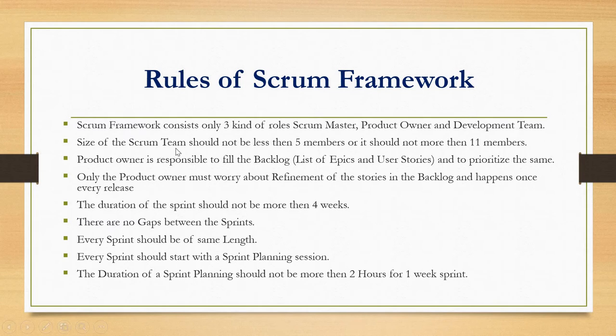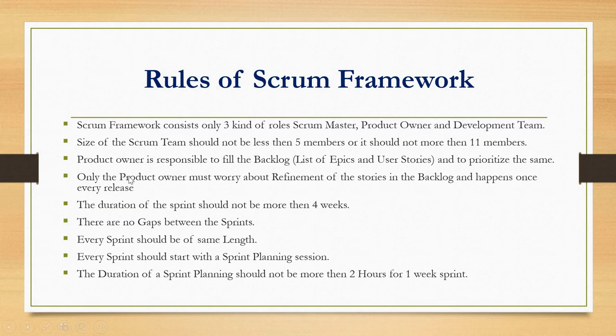Next, the size of the Scrum team should not be less than 5 members or more than 11 members. Next, the product owner is responsible for filling the backlog. Backlog is the list of epics and user stories, and he is responsible for prioritizing the same. Friends, how to write epics and user stories I have explained in my previous videos. Please go and watch the same.